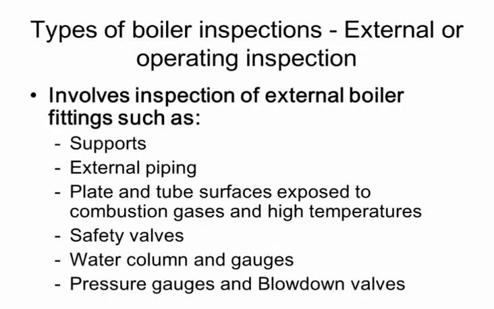So the types of boiler inspections: external or operating inspections basically involve inspection of external boiler fittings such as the supports, also the external piping, plate and tube surfaces exposed to combustion gases and high temperatures, also inspections of the safety valves, the water column and the gauges, and also pressure gauges and blowdown valves.